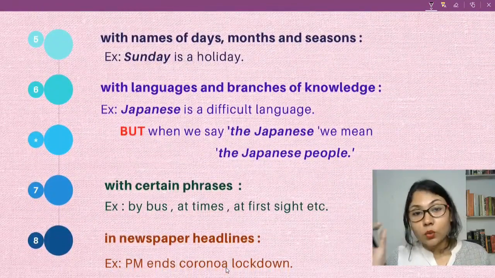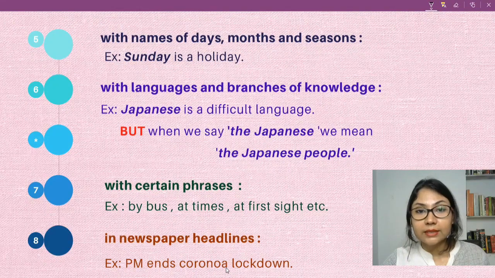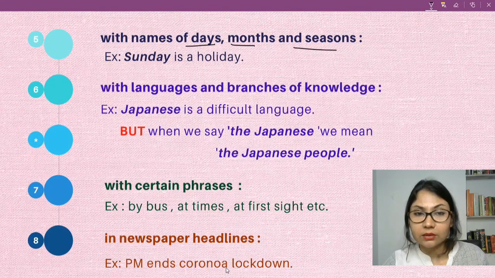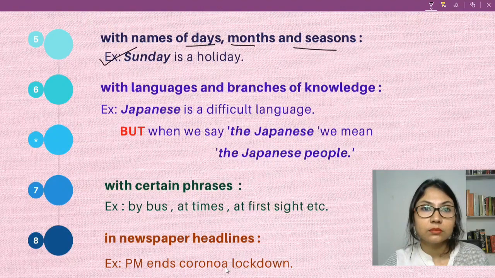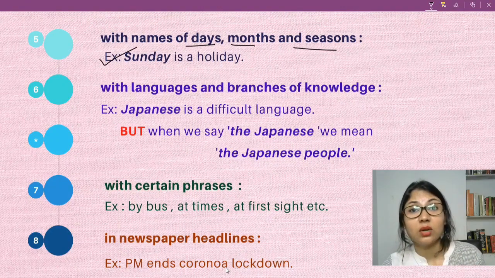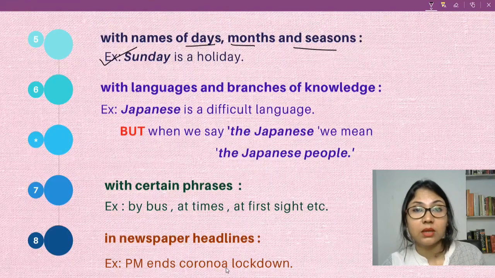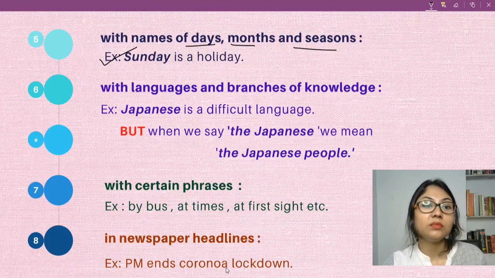Next, with names of days, months, seasons, you don't need to use an article. Sunday is a holiday. Right now we are all on perpetual holidays, hoping that it ends soon, isn't it?